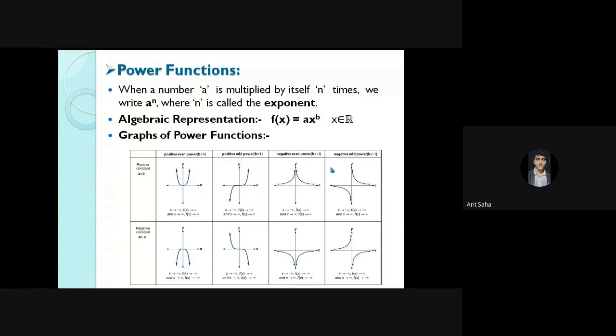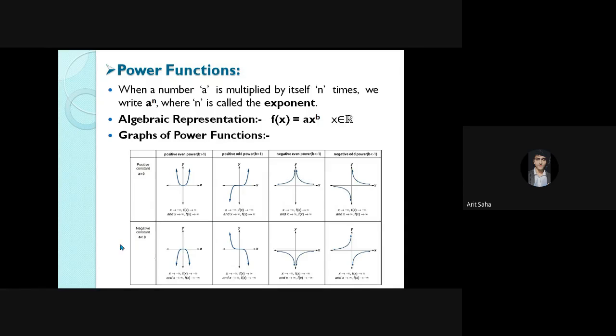But in this case, when the power is negative, less than minus 1, and the constant is positive, it will not pass through the origin, because if we take x equal to 0, it will not give any value of y but gives us infinity. So in this case, when we take a negative value of x, it will give a positive value of y, and if we take a positive value of x, it will also give a positive value of y. So it will make a graph on the first and second quadrant.